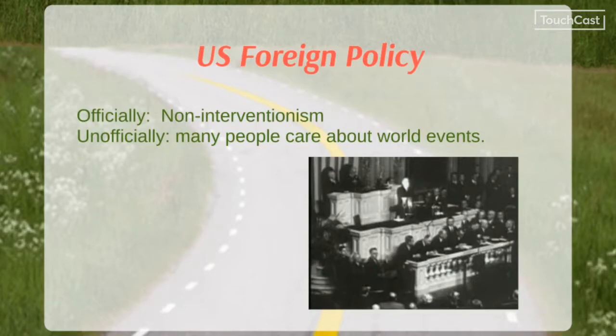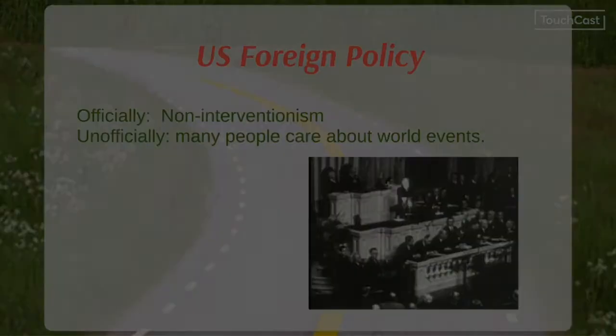Unofficially, especially as we get through the 30s, people realized that we couldn't isolate ourselves, and unofficially many people were watching world events, trying to prepare us for what they thought was the inevitable entrance of the United States into World War II. And people were trying to kind of say one thing, do another. The government was saying we're staying out of the war, we're not going to get involved. But while they were saying that, many people in the government were trying to prepare the United States for a day that we may have to fight Germany. So this was a dual concept. Saying one thing, doing another, so we could be prepared for the worst.